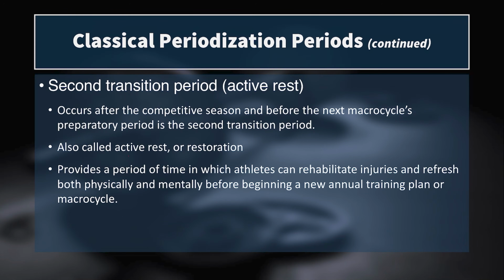Now, after the competitive period is done, we enter the second transition phase. This is also called active rest. This occurs after the competitive season and before the next macrocycle's preparatory period, and it's also called active rest or restoration. This provides a period of time in which the athletes can rehabilitate injuries and refresh both physically and mentally before beginning a new annual training plan or macrocycle.